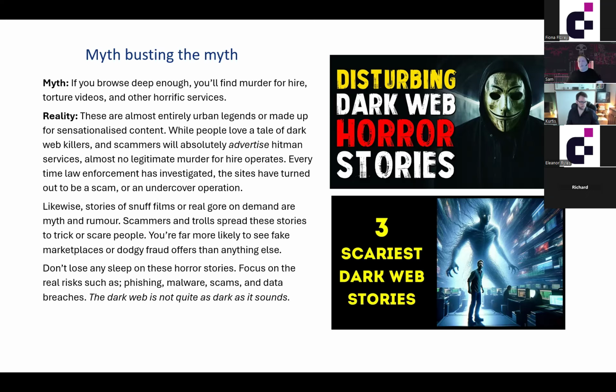So that's the kind of scams that happen. So don't lose any sleep on these kind of horror stories. Focus on the genuine risks such as phishing, malware, scams, and data breaches. I say here, the dark web is not quite as dark as it sounds.